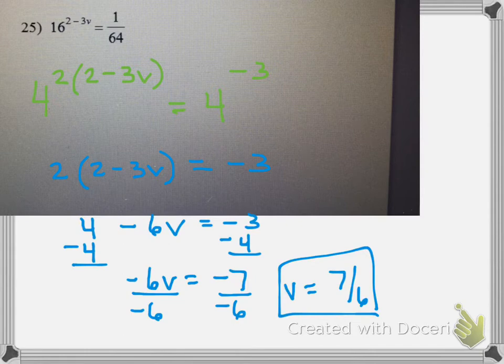Let me explain this problem. You have to get the same base again. You kind of have to think through this. You have to decide what number can break down to give you both 16 and 64. I went to 4 as my base. So 4 squared gives me 16. And 4 to the negative 3, it has to be negative because the 64 is in the denominator. 4 is the same base, so now I just cancel the bases and use this information to solve the problem.